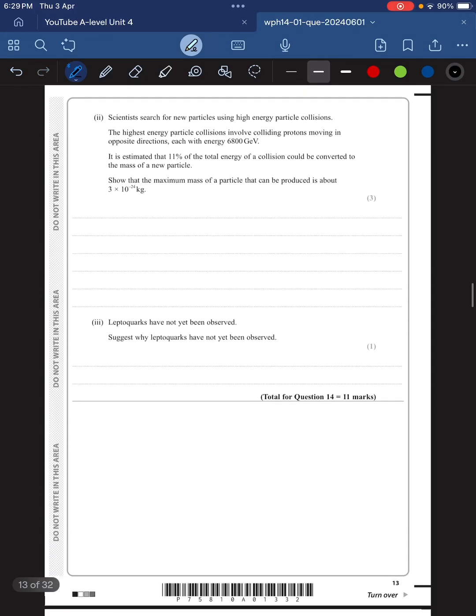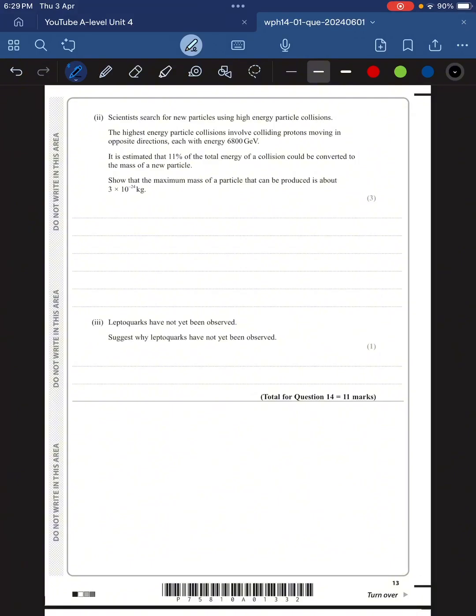Moving on, part 3. Scientists search for new particles using high-energy particle collisions. The highest energy particle collisions involve colliding protons moving in opposite directions, each with energy 6,800 GeV. It is estimated that 11% of the total energy of a collision could be converted to the mass of a new particle. Show that the maximum mass of a particle that can be produced is about 3 times 10 to the negative 24 kilograms.